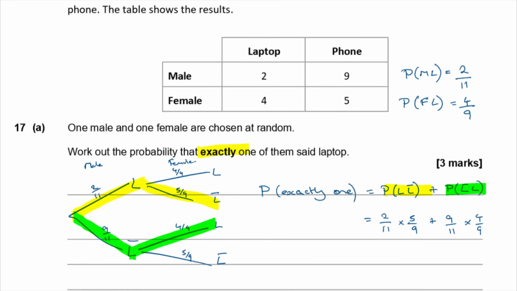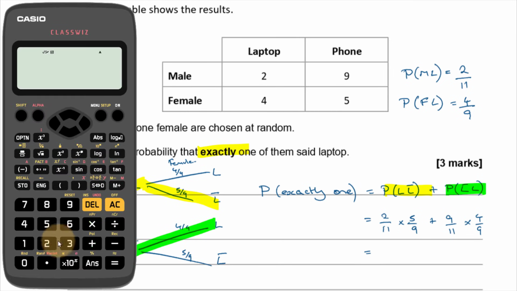Okay, so what's that then? Calculator: what is 2/11 times 5/9 plus 9/11 times 4/9? That comes out to be 46/99.